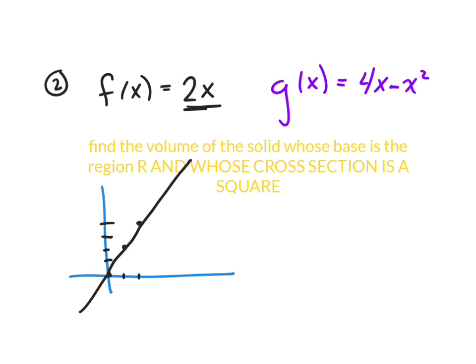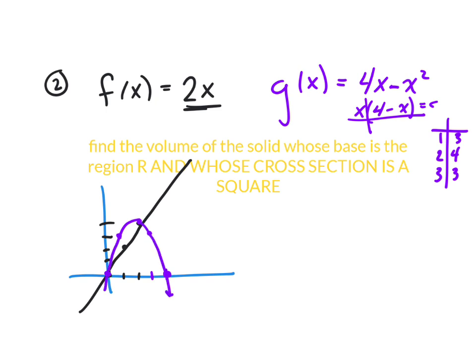And then I go ahead and graph 4x minus x squared. So I'm first going to factor to get the zeros. So I pull out x. 4 minus x equals 0. So I get x equals 0 and x equals 4. Okay, I know this creates a parabola facing downwards. I can go ahead and plot some accurate points. At 1 I get 3, at 2 I get 4, at 3 I get 3. And like I said, we know it's a parabola facing downwards. Okay, so my region R, I'm going to lightly shade in, is this section in between the two functions.